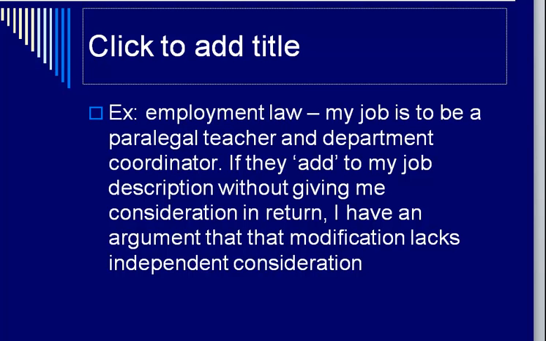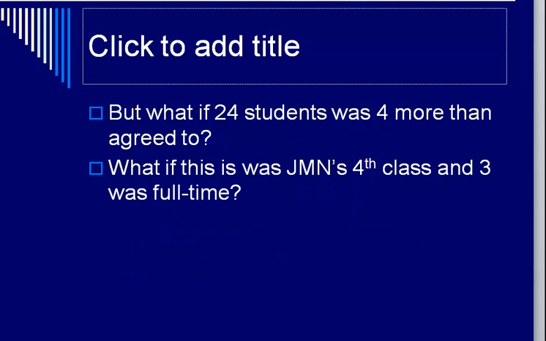Okay, so we've already talked about the fact that you can't add to my job description here as a teacher without giving me additional consideration. You at least have an argument that the modification lacks independent consideration. But what about the situation where 24 students is 4 more than I agreed to teach? Or what if this was my 4th class and 3 was considered full-time? 3 met my contractual obligations. So under these circumstances, because there is a different duty, I may have a right to additional pay.